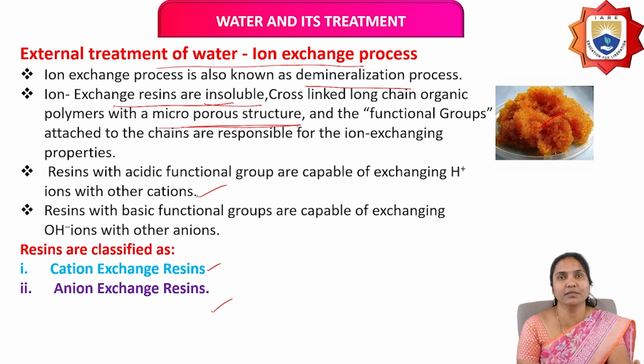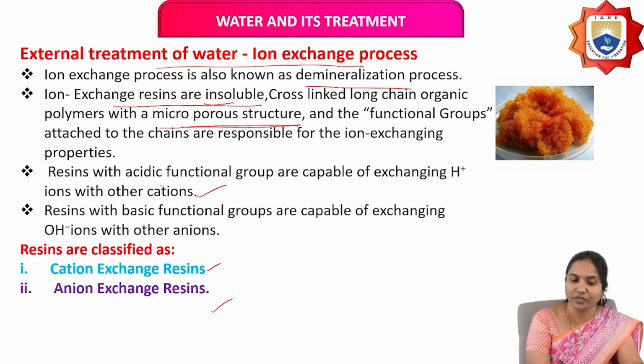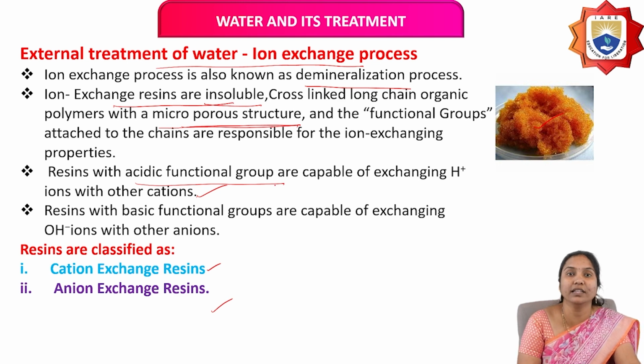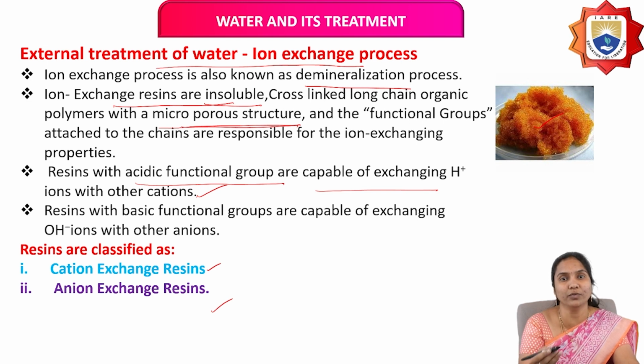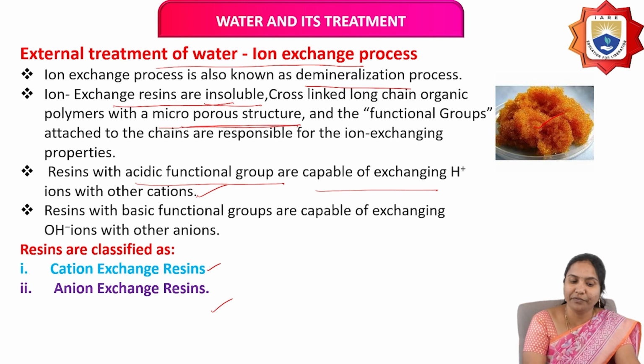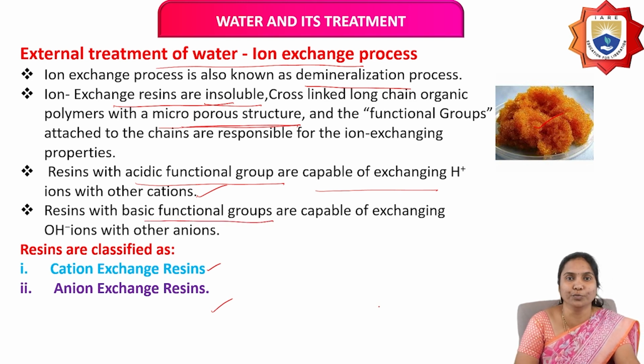Cation exchange resin contains an acidic functional group. In this case, it is capable of exchanging its H plus ions into the water and absorbs all the cations present in water. If the resin contains basic functional groups, it is capable of exchanging its OH minus ions into the water and absorbs all the anions present in water.